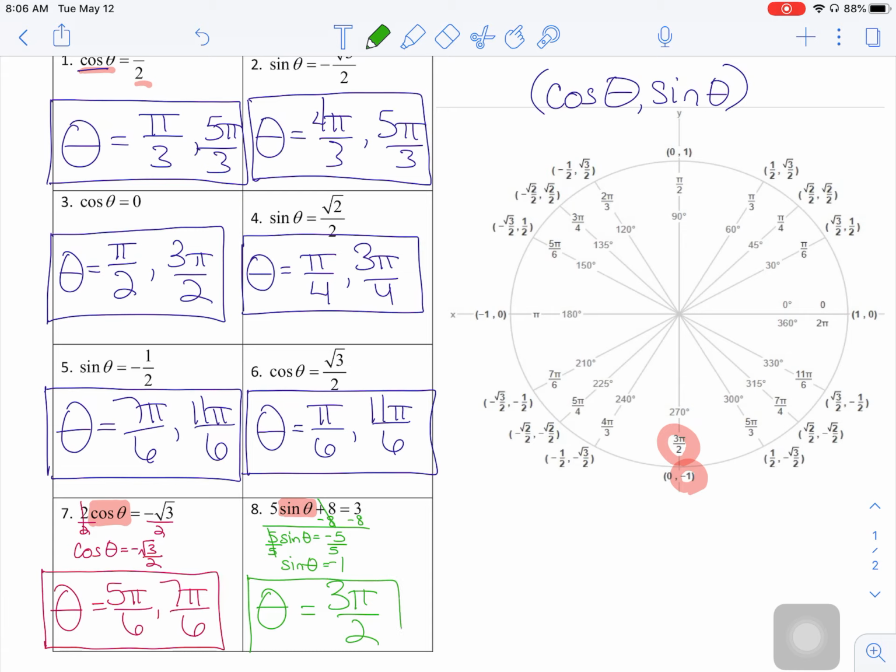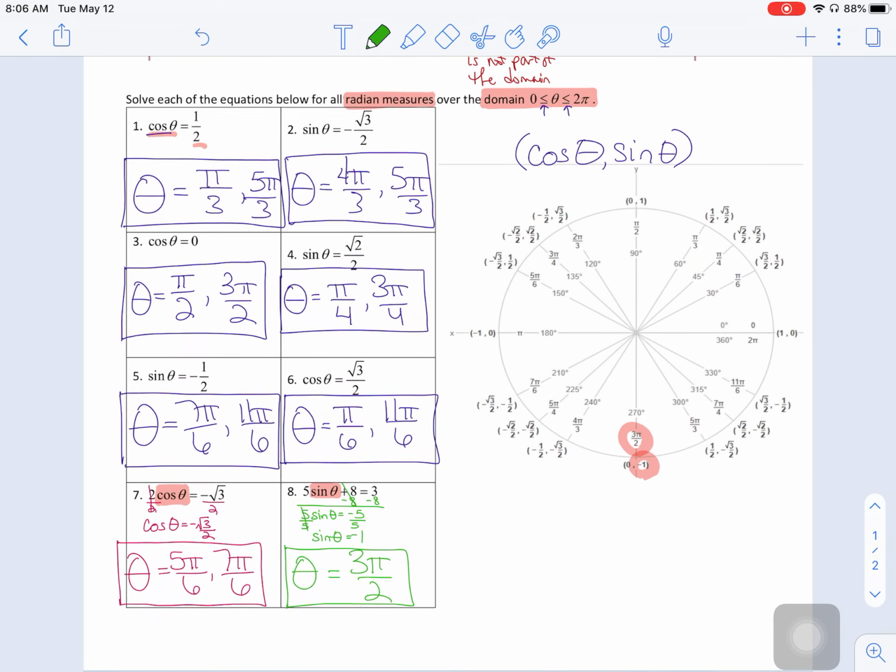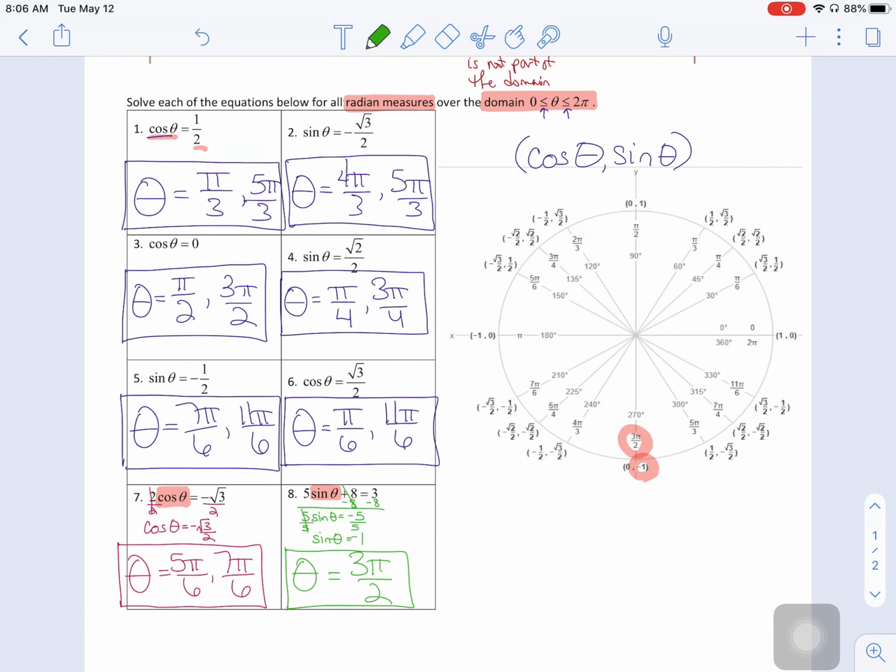This is the only one that has a single answer. So sometimes you get one answer, sometimes you're going to get two. It's actually possible to get 3 or 4 depending on what your equation looks like.